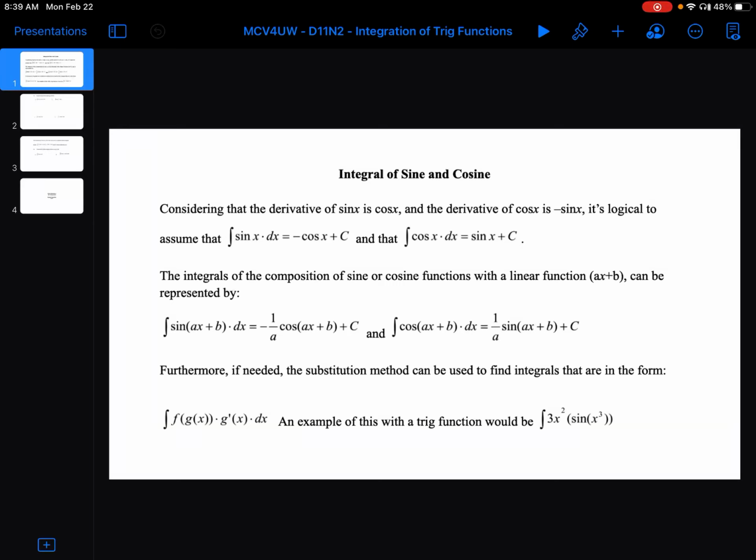Integration of sine and cos is very similar to using the chain rule. We're almost always looking at integration by substitution when we do this. Now, you don't have to think of it that way. I just think that it's easier.